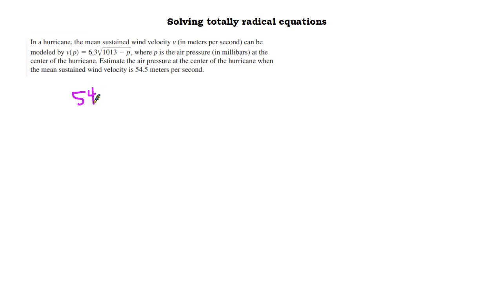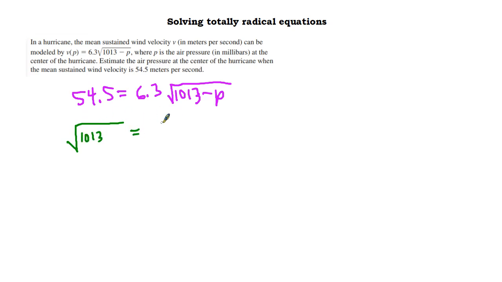Here we go. 54.5 is the velocity. It's equal to 6.3 times the square root of 1013 minus p. And what we're going to do is try to solve for p. So we'll divide both sides of the equation by 6.3, and if you don't mind, I'm going to put the square root on the left. It just makes me feel better. Maybe you too. And I'll just leave this over here.